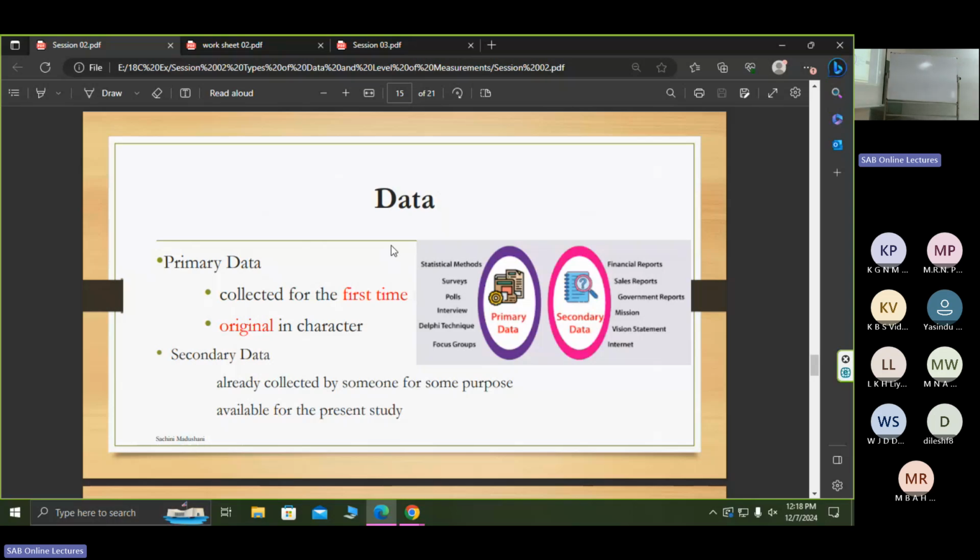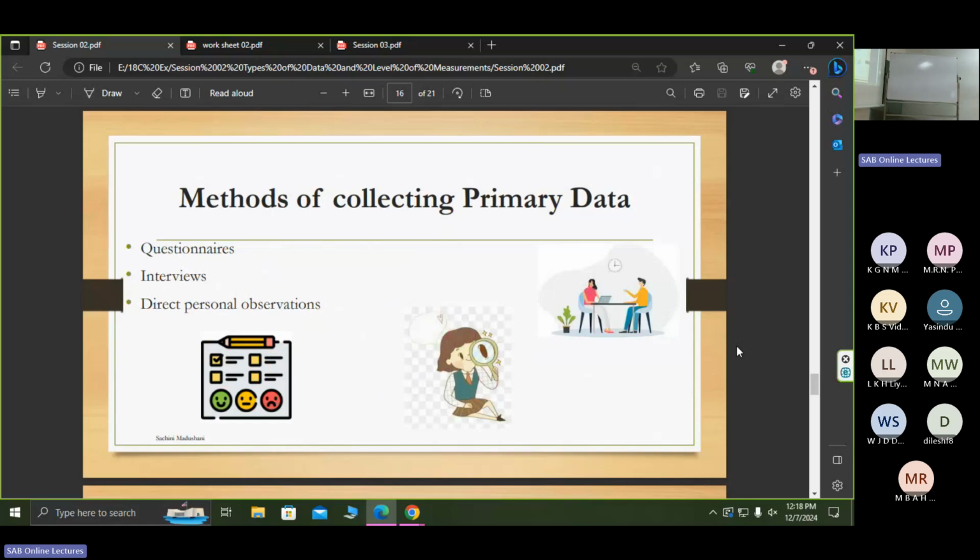It's clear? Okay, then primary data is collected for the first time and the originality is intact. The secondary data is already collected by someone for some purpose, available for the present time. Already this data is available. Understood? Then with secondary data there is no issue, because the data is already available. We find out the correct source, then we can take the data. With primary data, the data is not already available, so we need to collect it. Primary data means collected for the first time.